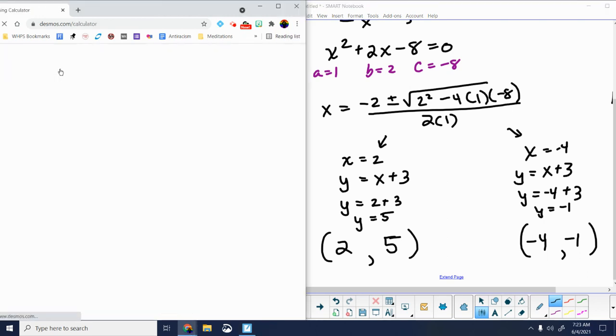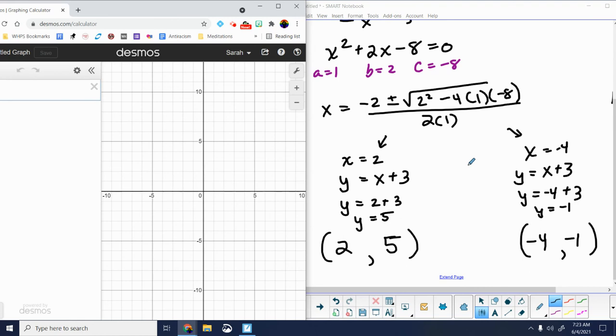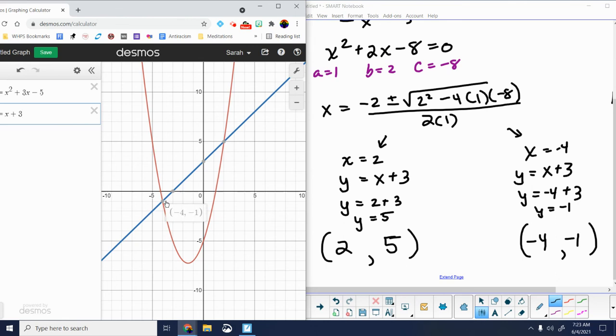which if we were to switch over to the graphing calculator and graph our original system, y equals x squared plus 3x minus 5 and y equals x plus 3, you'll notice that the 2 points of intersection of the line and the parabola are (2, 5) and (negative 4, negative 1), which we were able to get algebraically using the substitution method.